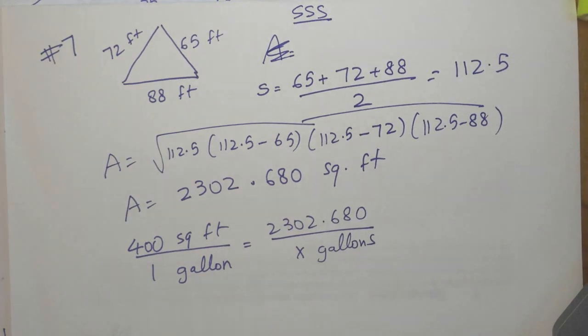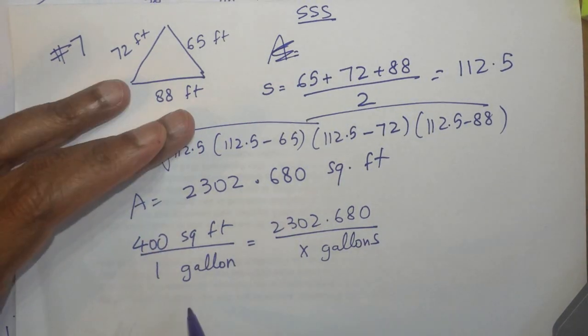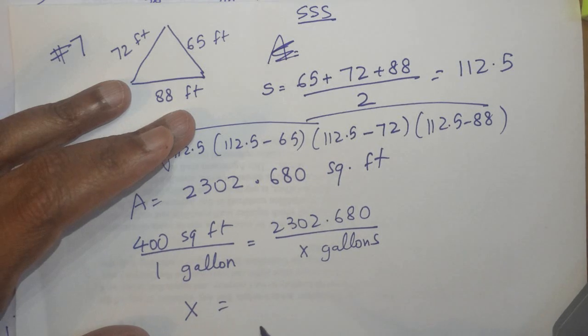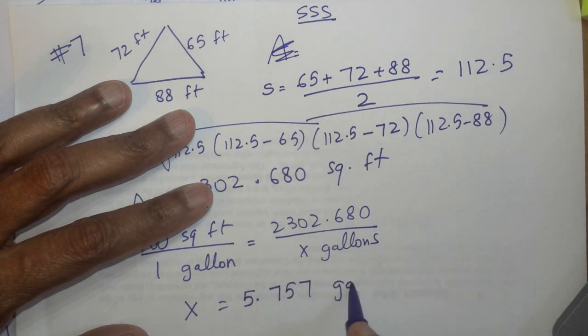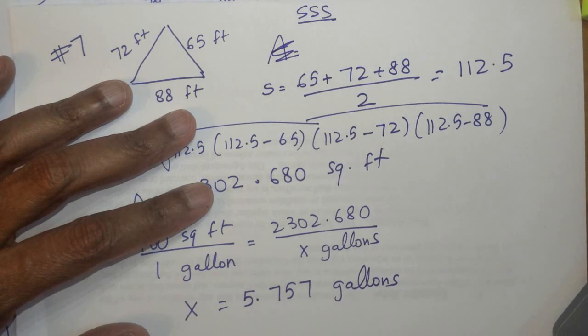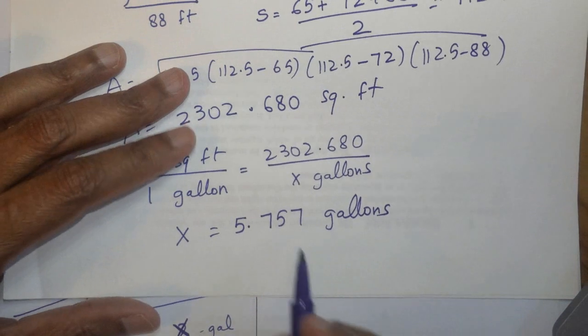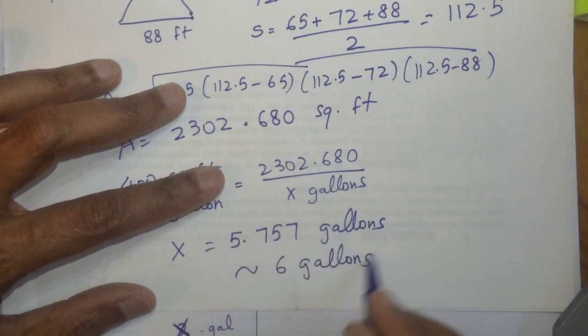How will you solve this? It looks like approximately 4 times 6 is 24, so it's about that, but let's do the math. Go ahead and find the value of x. You can cross multiply. This times this equals this times this, and then divide. Go ahead and do the cross multiplication and get x by itself. You should get 5.757 gallons. But gallons of paint are not sold in decimals, so basically you will buy 6 gallons of paint to paint this deck.